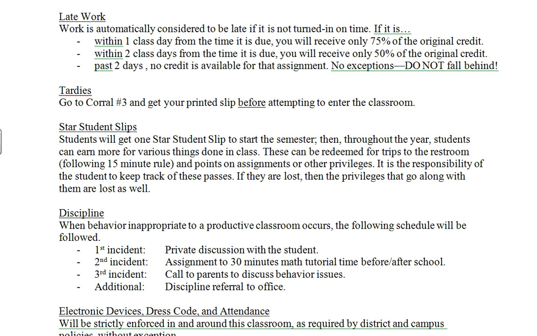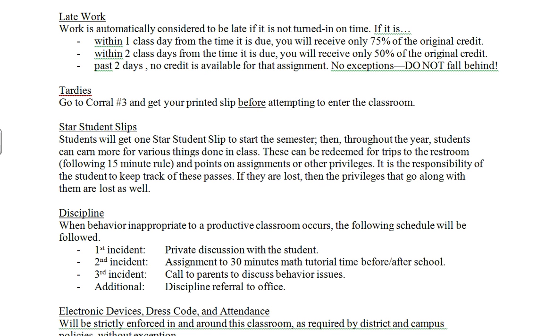Do not fall behind. Tardies. If you are tardy, and of course the definition of tardy is simply not being where you're supposed to be when you're supposed to be there, you're going to go down to Corral 3, which is just down at the end of the hall from my classroom, and get your printed slip from the corral before entering the classroom. So if you're late, you're not going to come to the classroom and say, can I drop my stuff off? Can I drop my books off? Do I have to go get a tardy? No, you can't drop your books off. You can't drop your stuff off. And yes, you do have to go get a tardy. It's already going to be a disruption to the classroom that you are coming in late, so we're not going to create an additional disruption by you having to come in and then come back in again.